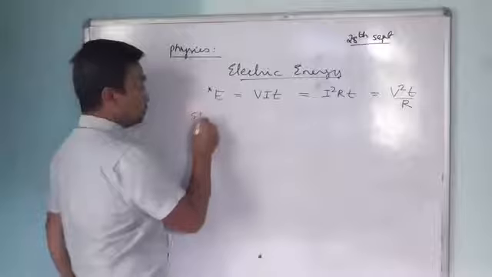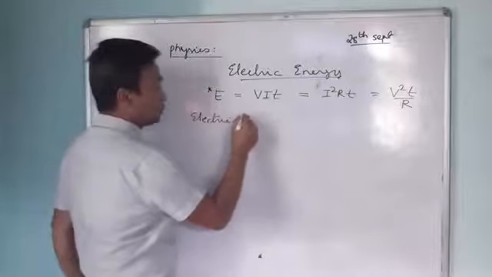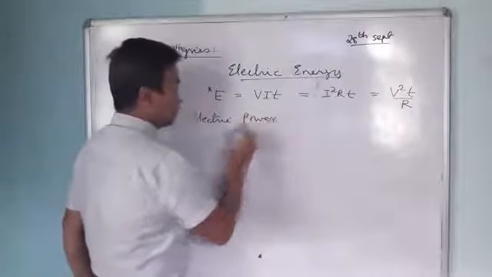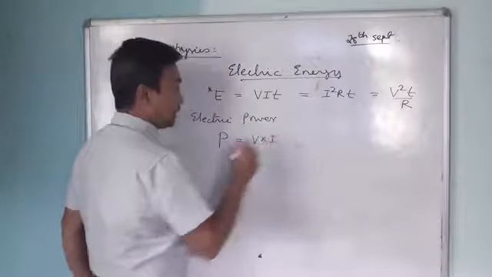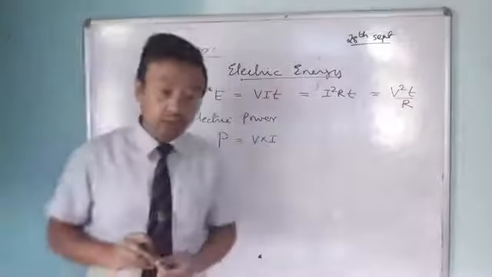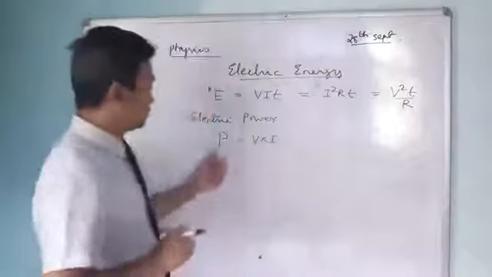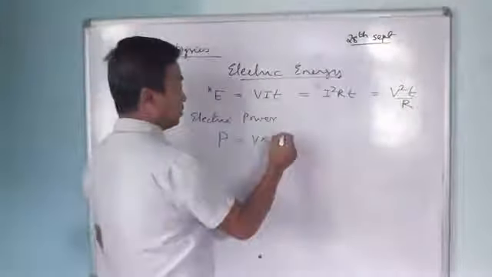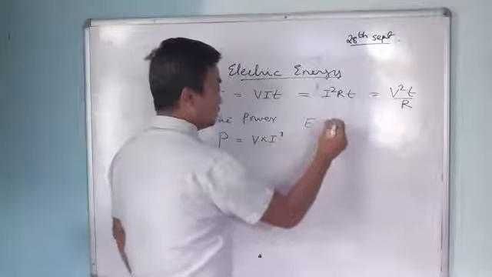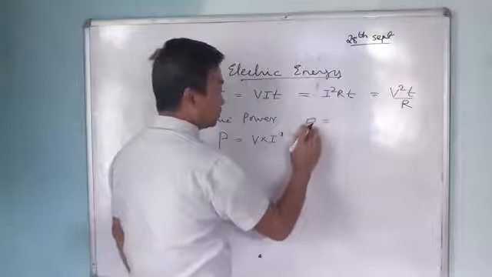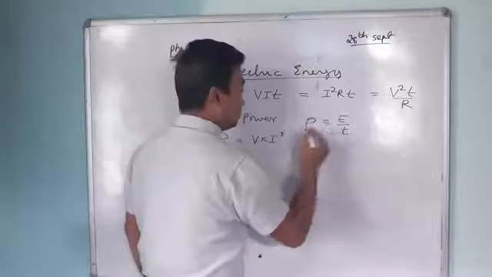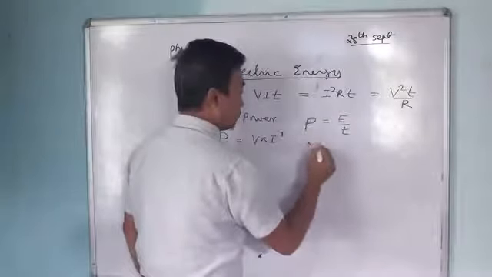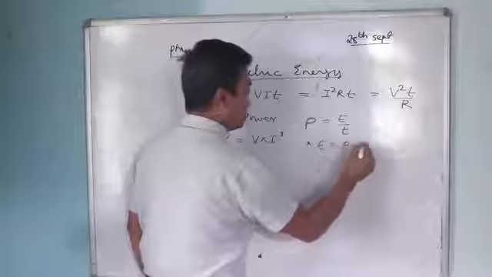Then we have also found the formula for the electric power. Electric power was given as V into I. That was the first formula for electric power. And also we had learned that electrical power is energy by time. So from here we can also find that energy will be power into time.